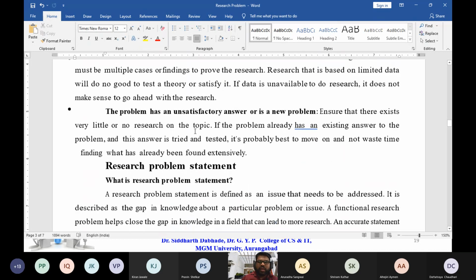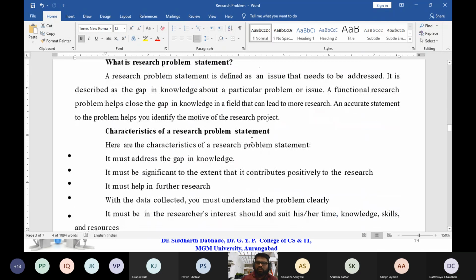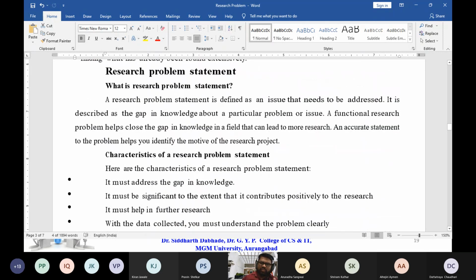Okay. And another important characteristic, the last characteristic, is an unsatisfactory answer or a new problem. Okay. So whenever you are trying to solve your problem and that problem is not yet solved, at that time it is unsatisfactory. Okay. So your research problem is not able to give satisfactory answers to society. Okay. So now the question arises: how to frame or prepare the research problem statement.